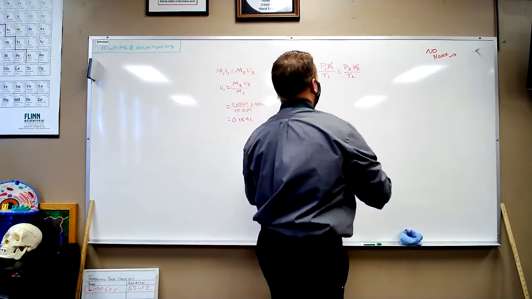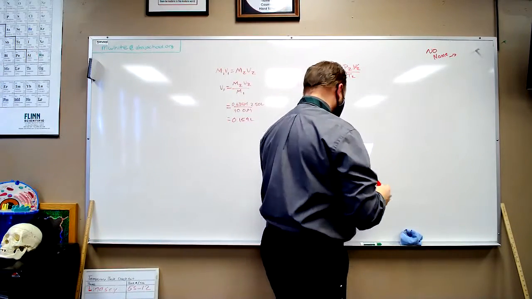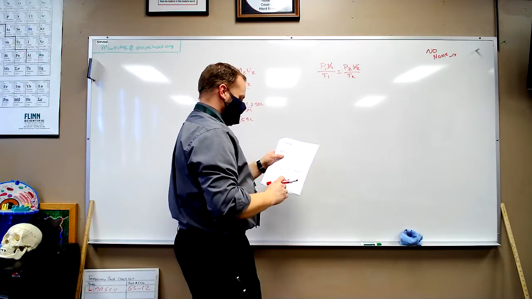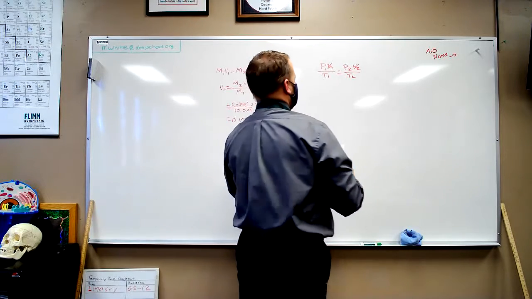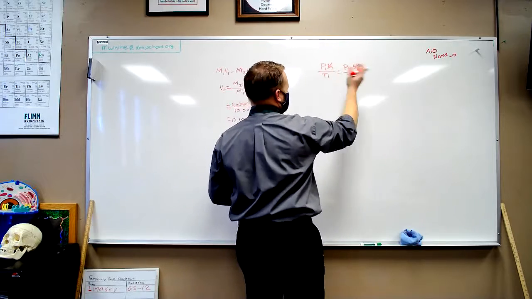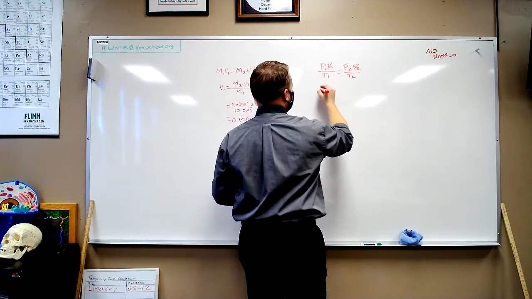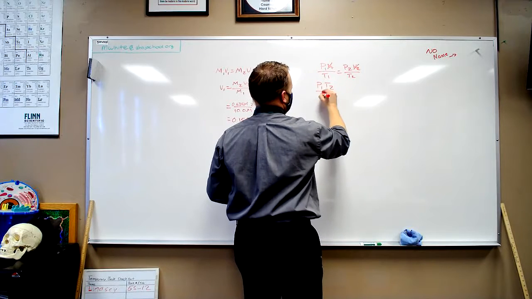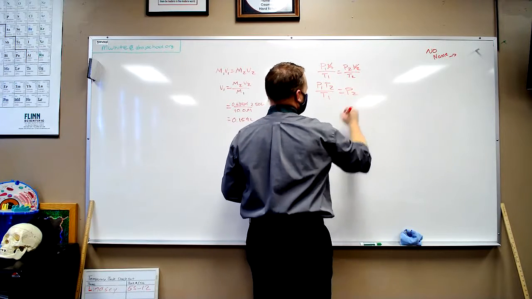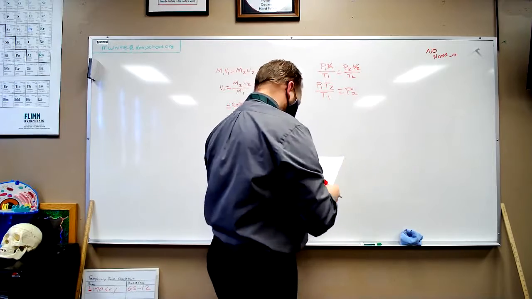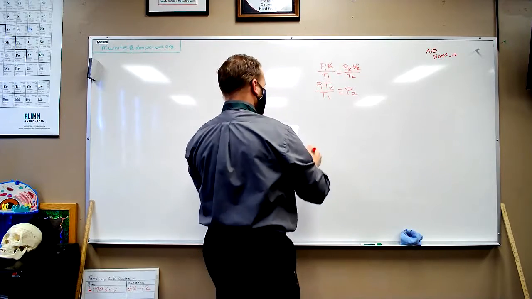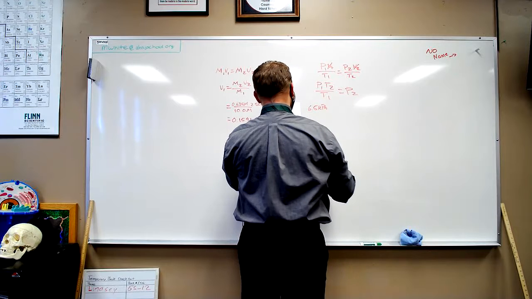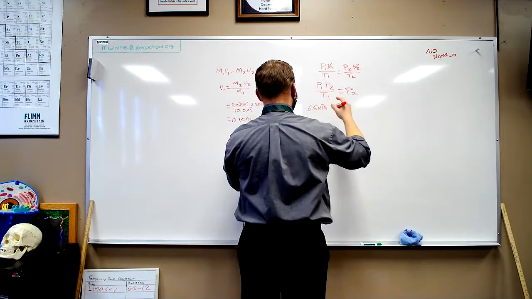And now we just need to figure out what we're solving for, okay? And we're looking for pressure. We can do either P1 or P2, either way. We'll use P2. So P1 times T2 divided by T1 equals P2. We just need to fill in what we know. So P1, 6.5 kilopascal.